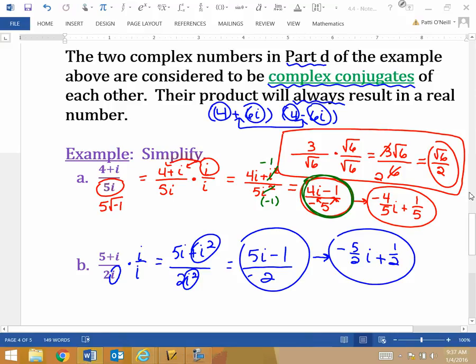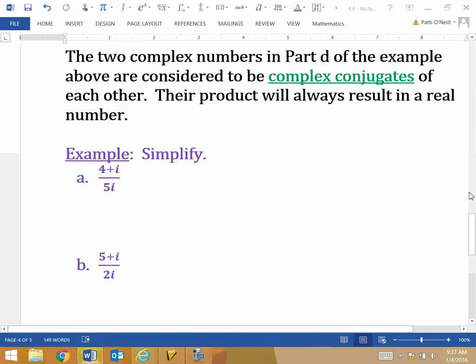We may need to have a little bit more of a conversation about this when I see you in class, if there's any confusion about this. But basically, we're simplifying by getting the radical out of the denominator.